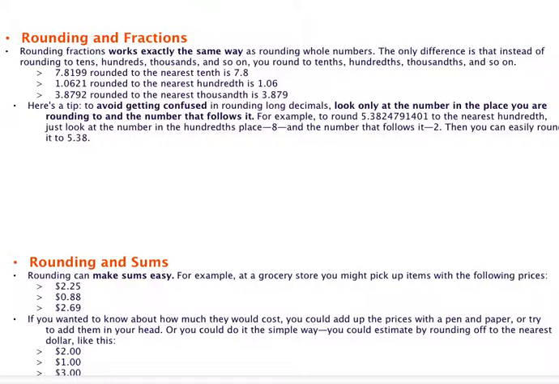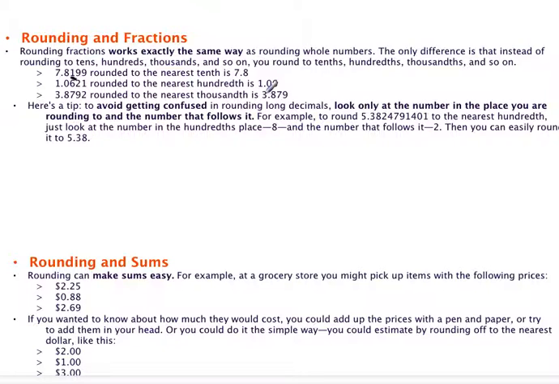Rounding in fractions works exactly the same way as rounding as whole numbers. The only difference is that instead of rounding to tens, hundreds, thousands, and so on, you round to tenths, hundredths, thousandths, and so on. So you can see my examples there. 7 and 8,199 10,000ths rounded to the nearest tenth is the 8. I look at this number right here. 1 is smaller than 5, so I keep it at 7 and 8/10.